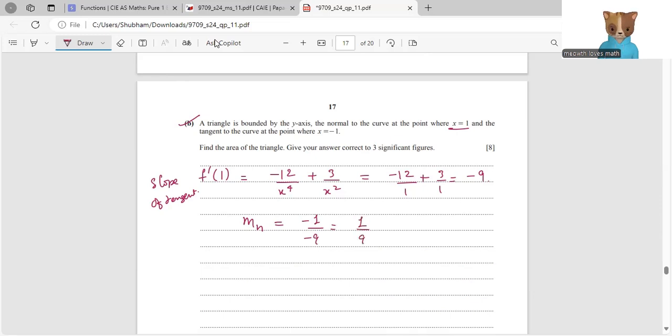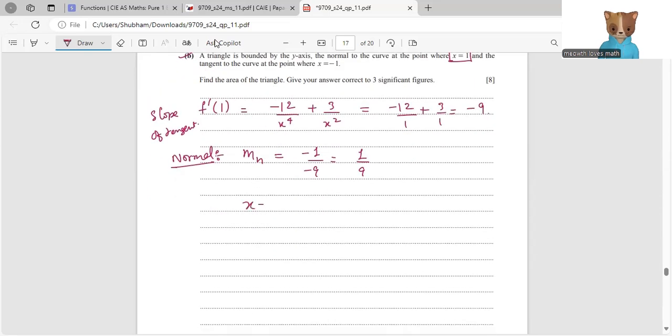So the slope of the normal, this we are doing for the normal. So for the normal, I need to know the slope of the tangent, and then I'll take the negative reciprocal of this, because normal and tangent both are mutually perpendicular, right? So we got the slope and I need to find the point, right? Then only I can find the equation of the normal. So the point is x equal to 1. When x is equal to 1, how much is y?